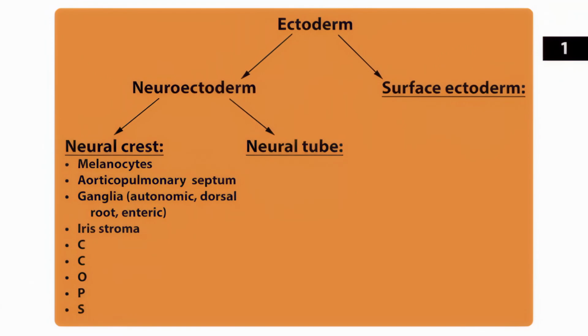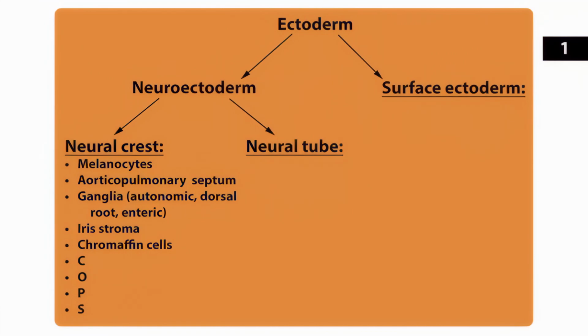The I is for the stroma of the iris in the eye. We'll see that different parts of the eye are derived from all three germ layers. C is for chromaffin cells in the adrenal medulla. These are the cells that make catecholamines like epinephrine and norepinephrine. You can think of the adrenal medulla as being like a big, overgrown sympathetic ganglion. And we already noted that the sympathetic ganglia come from neural crest cells.